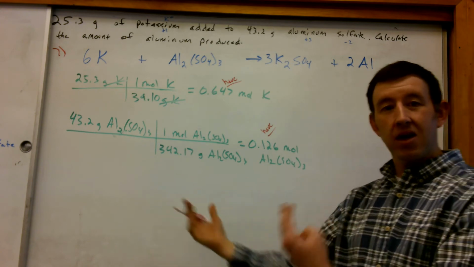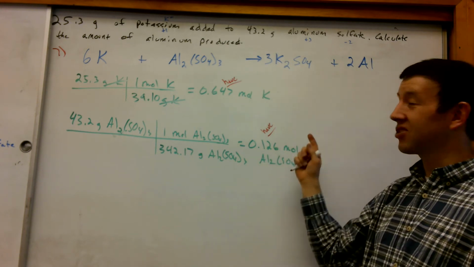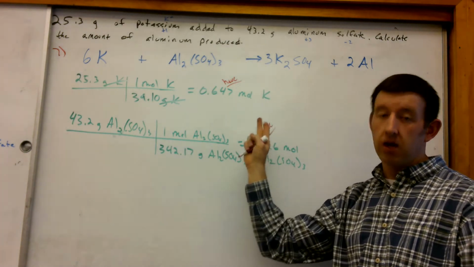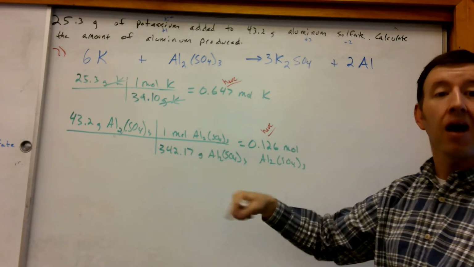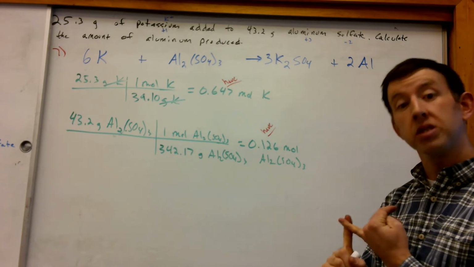So when it comes down to figuring out how much aluminum I get, I have to start with how much I have, but I don't know which one of these two numbers to start with. Some of you may know that just by looking, but let's figure out which one I should start with. We always start with the limiting one, so let's figure out which one's limiting.